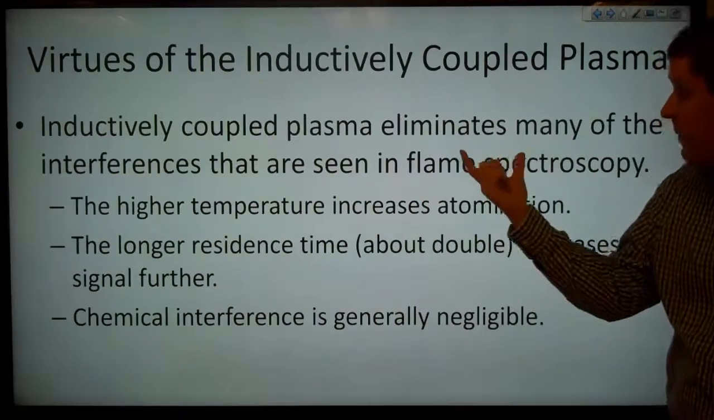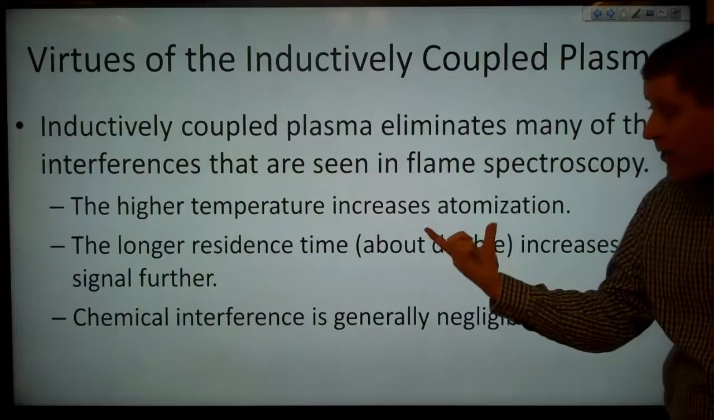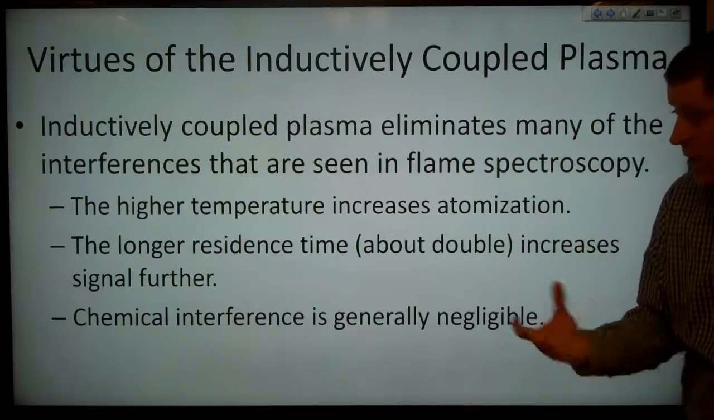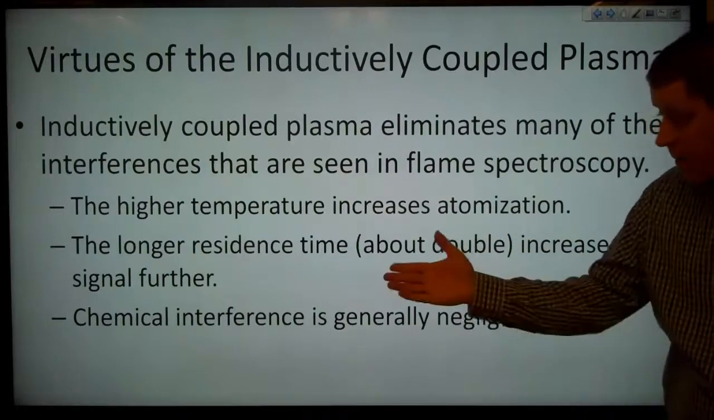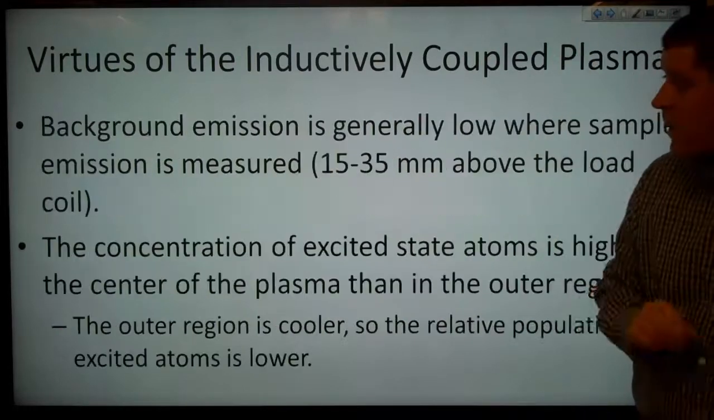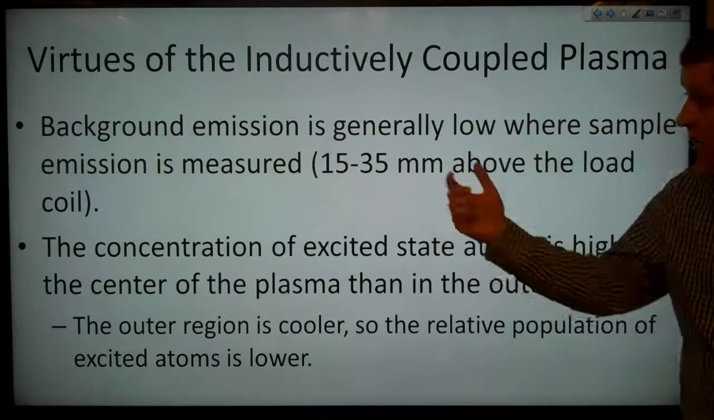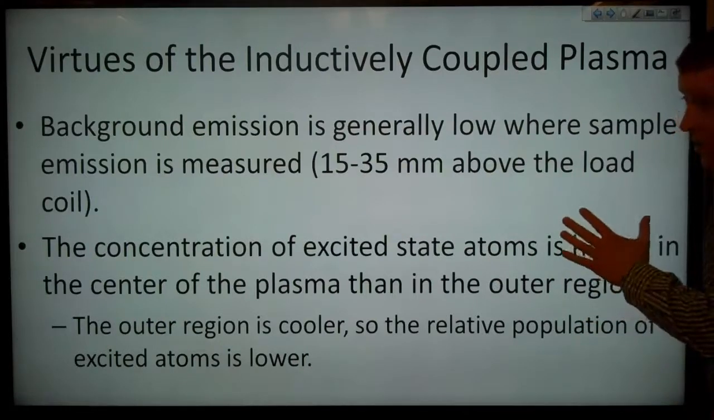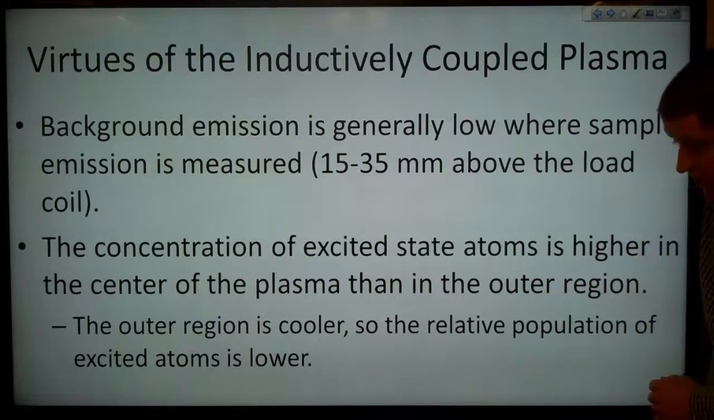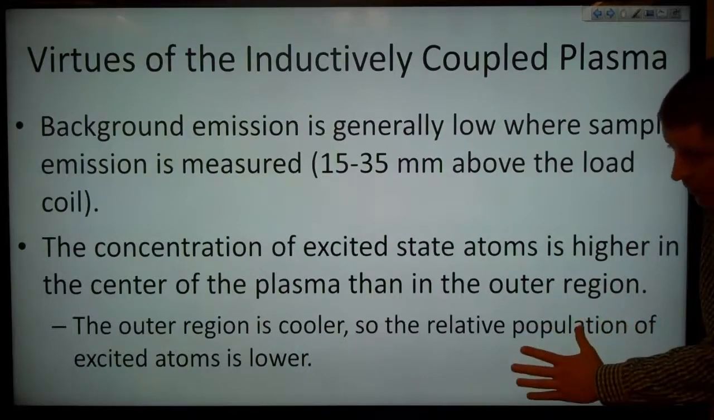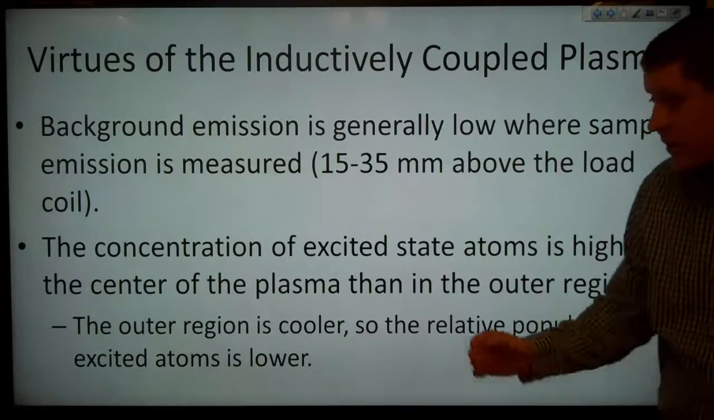So inductively coupled plasma eliminates many of the interferences that are seen in flame spectroscopy, and this is because the higher temperature will increase atomization. The longer residence time, which is about double, will increase the signal further, and chemical interference is generally negligible. The background emission is also generally low, where the sample emission is measured 15 to 35 millimeters above the load coil. The concentration of excited state atoms is higher in the center of the plasma than in the outer region, which means that the outer region is cooler, and so the relative population of excited atoms is lower.